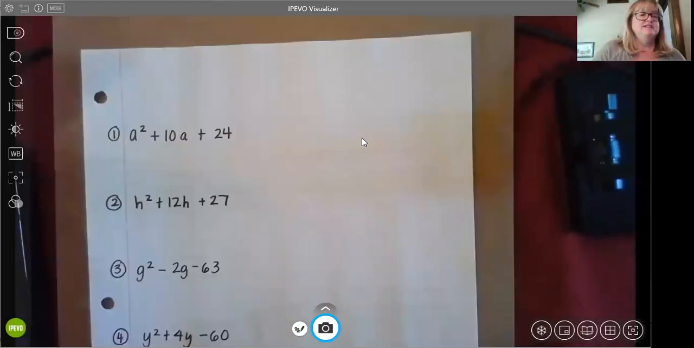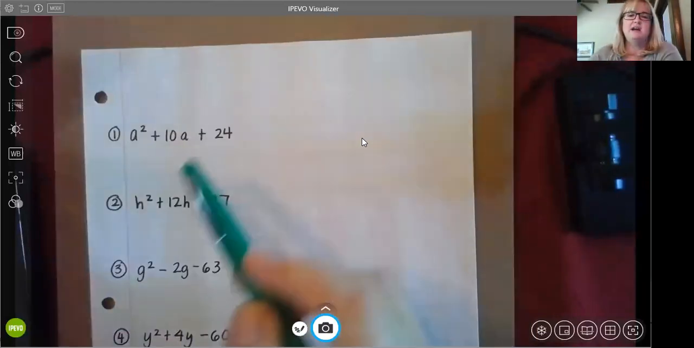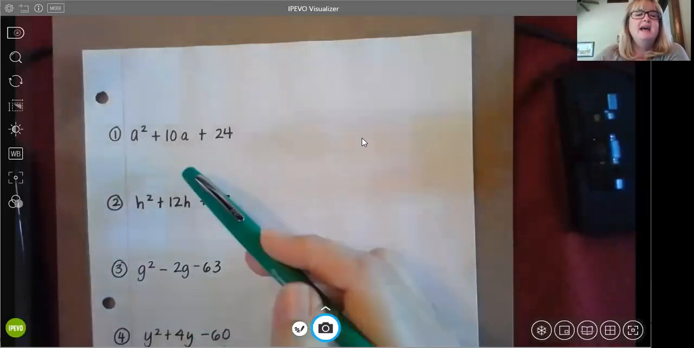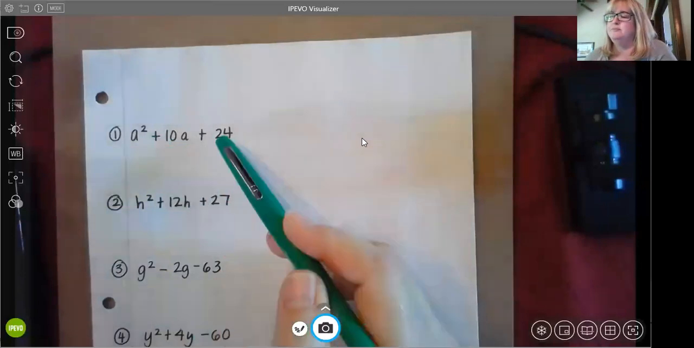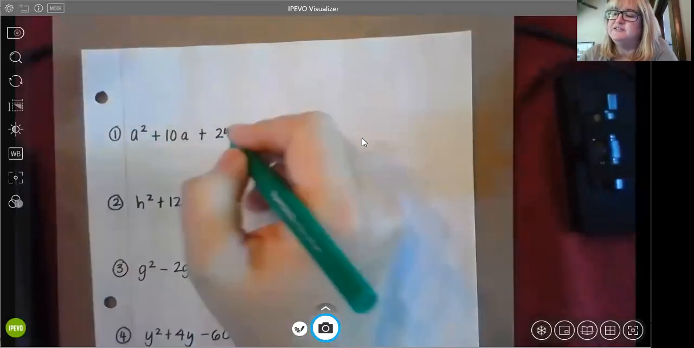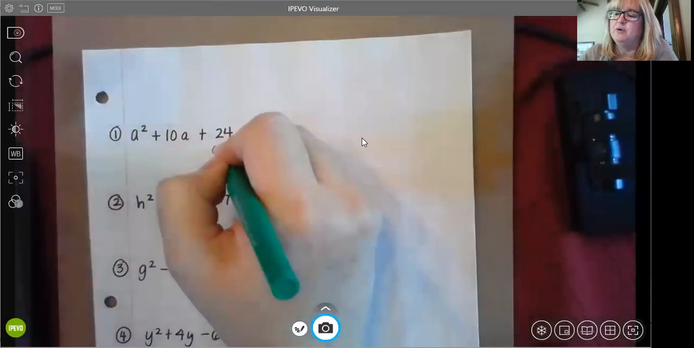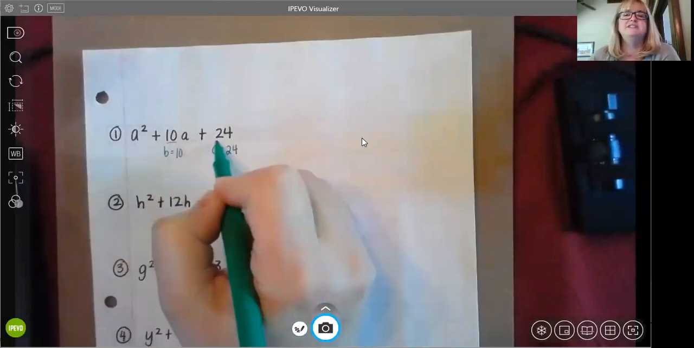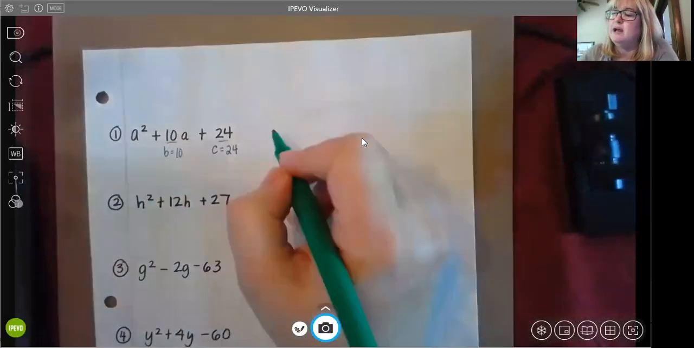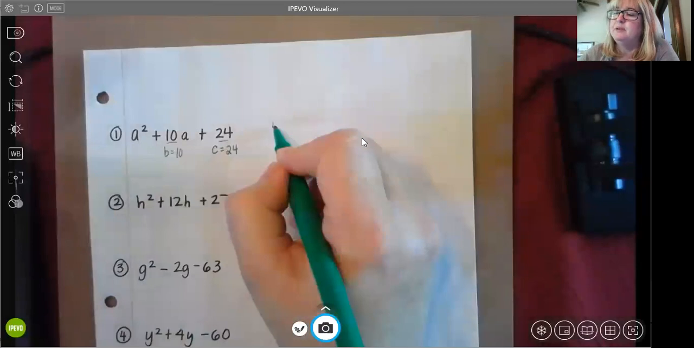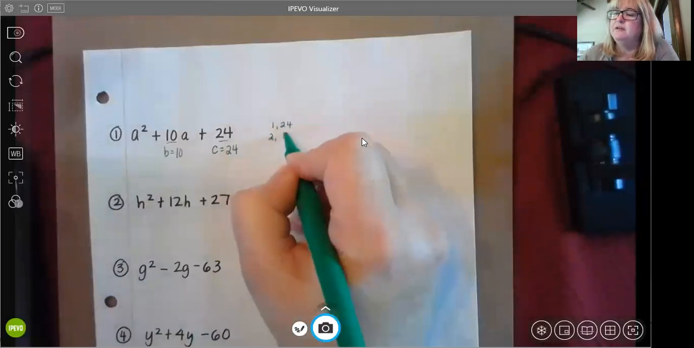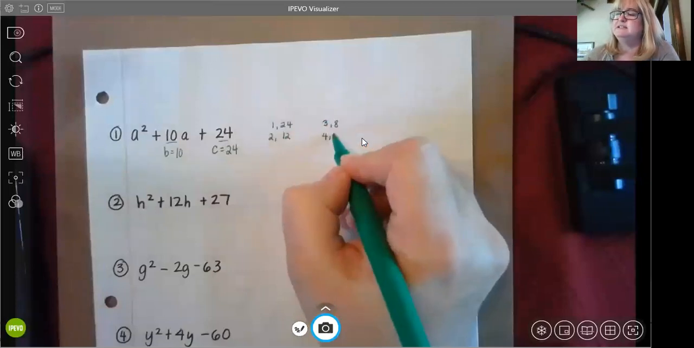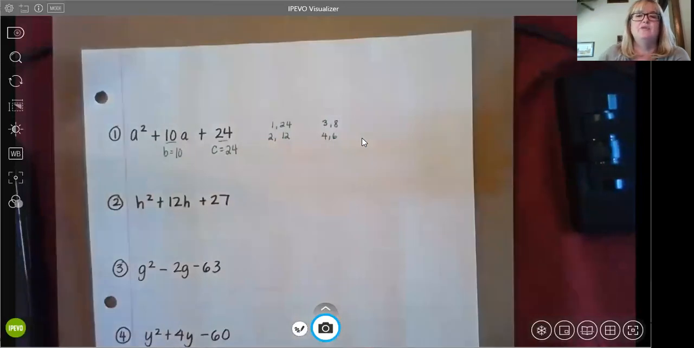All right. So we've got, number 1, these are just practice problems that I wrote down. a squared plus 10a plus 24. Okay, so we're going to look at the factors of c. C is 24 and manipulate them to make b. B is 10. All right, so what are the factors of 24? Well, we've got 1 and 24. We've got 2 and 12. We've got 3 and 8. We've got 4 and 6. So those are the factors of 24.